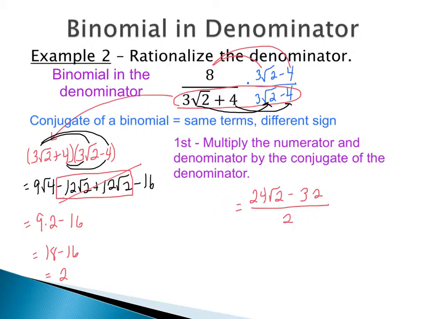Also, remember, square root of 2 times square root of 2 is square root of 4, but that simplifies to 2. So if you'd rather not write square root of 4 and just say square root of 2 times square root of 2 is 2, that's okay as well.